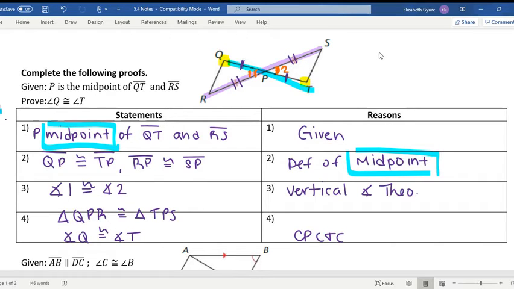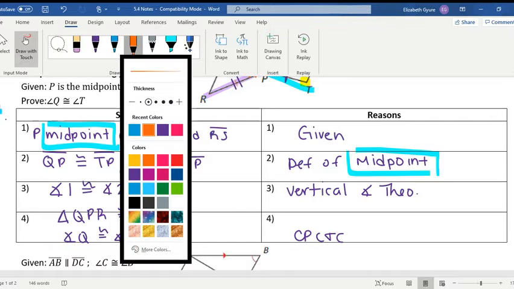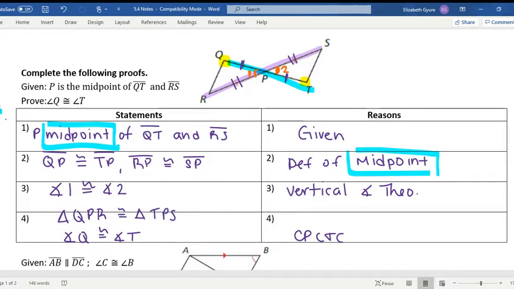Now I just got to figure out, okay, why were my two triangles congruent? Well, let's take a look at the information we were given or that we discovered. We had a set of congruent sides here with QP and TP. We had another set of congruent sides here with RP and SP. And then we had a set of congruent vertical angles in the middle. So take a look, which theorem do you think would work here?